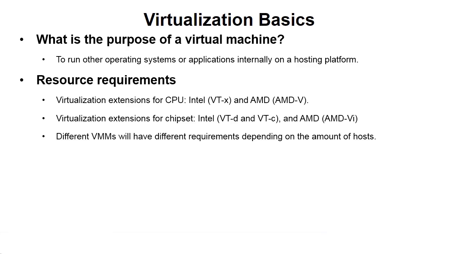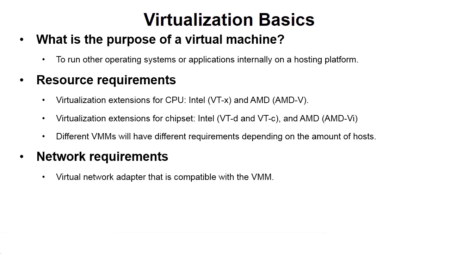A Type 2 hypervisor or a Type 2 VMM such as VirtualBox won't have as much as far as resource requirements as, say, Hyper-V for Windows Server 2012. Then there's the network requirements. And you need to make sure that your virtual machine manager can work with your network card, your network adapter on your system, because not all network adapters are compliant with virtualization software. So you want to make sure the virtual network adapter is compatible with your VMM.